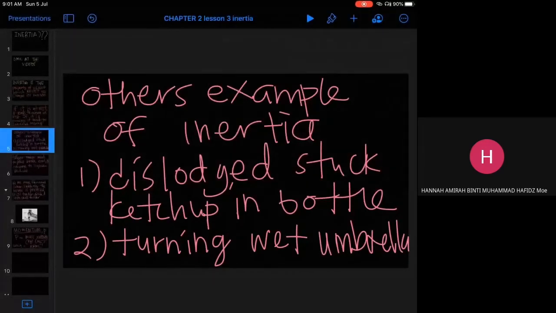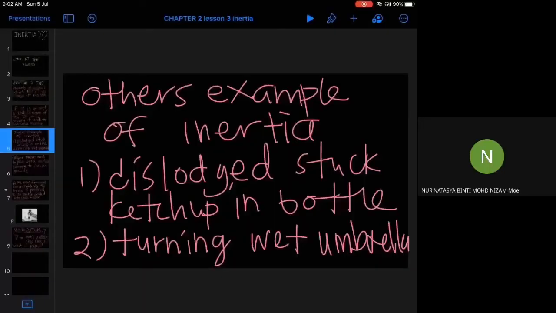Apa yang cuba dilakukan? Cuba untuk berhentikan kedudukan you. Betul tak? So that you resist to change your motion. So what will happen? You akan moving forward because you resist to change your motion. Faham tak? So tindakan ataupun keadaan you bila you bergerak ke depan itu bermaksud you cuba pertahankan kedudukan asal you. Kan gerakan bergerak ke depan. So bila suddenly kereta tu brake, you terus moving forward.